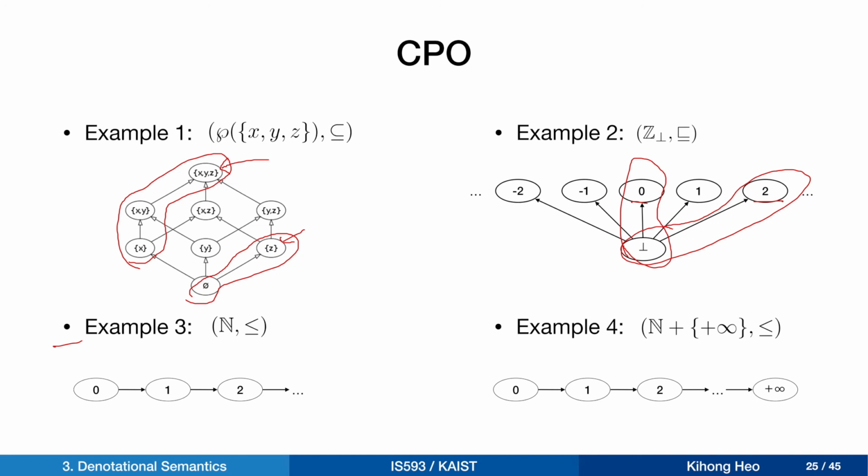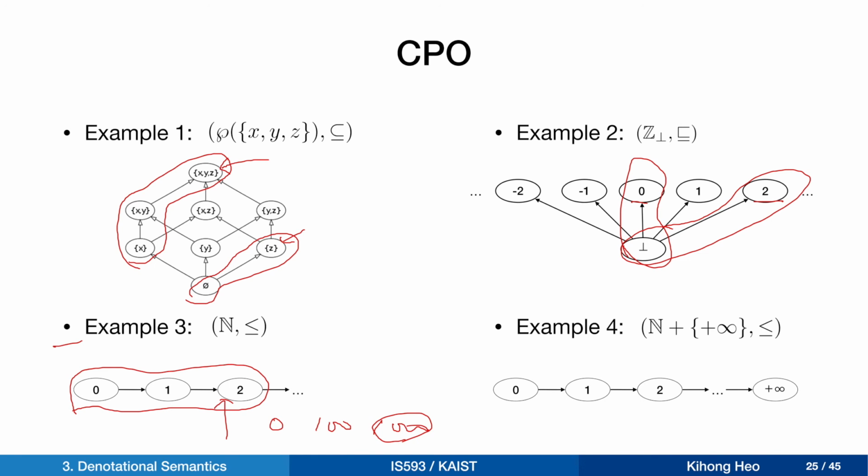So next, is this a CPO? If you pick any finite chain, then the least upper bound of the chain will be the maximum element. So it is in the set, which is good. For example, if you pick this chain, the maximum will be 2, which is already in the set. If you pick 0, 100, 1000, then the least upper bound will be 1000, which is already in the set. So far so good.